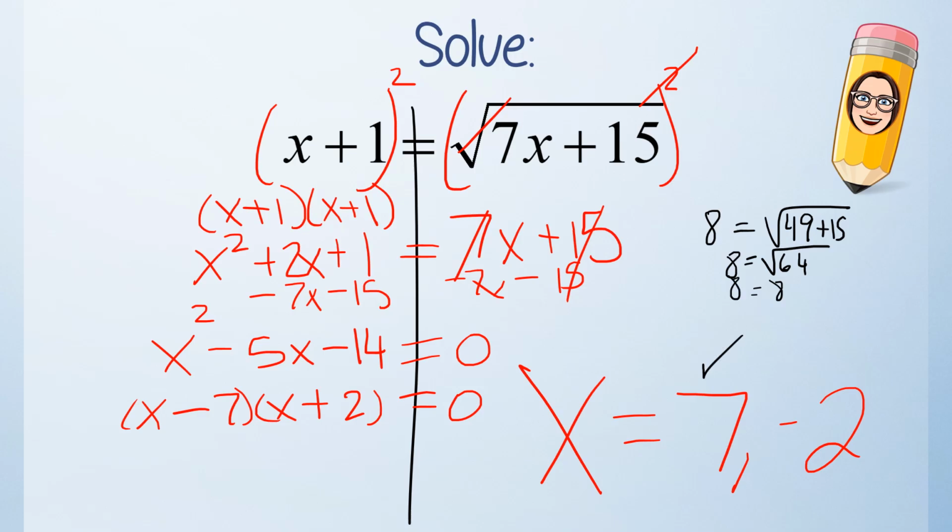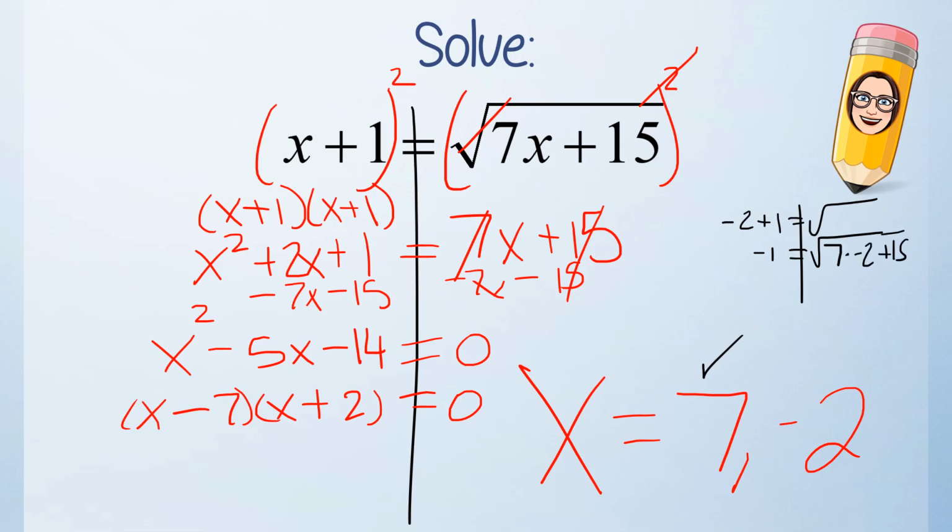All right, let's also plug in a negative 2. Okay, so I plug in negative 2. Hold up. Negative 1. Can a square root ever equal a negative? It can't. It's automatically bad.